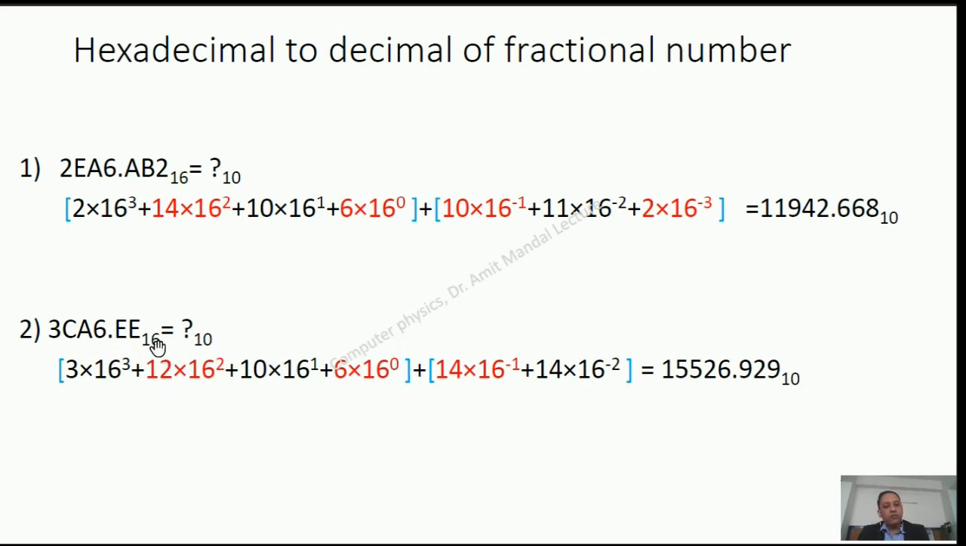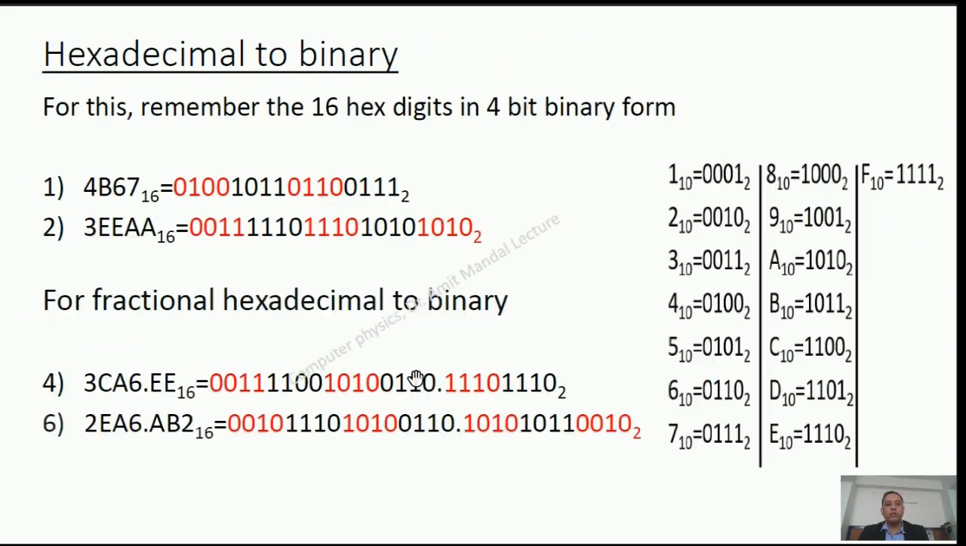Now, to the right-hand side of this point, there is EE base 16, and E is at the first position from this point to the right-hand side. So E stands for 14. So 14 into 16 to the power minus 1. Now, the second E is at the second place. Again, there is 14. So 14 into 16 to the power minus 2. Now, adding up all these numbers, you will get 15526.929. So this is the decimal representation of this hexadecimal number.